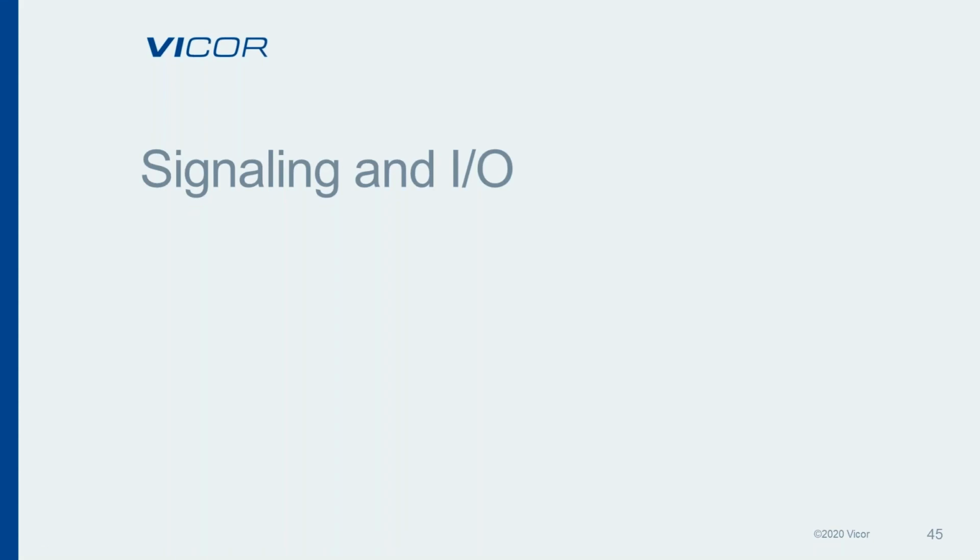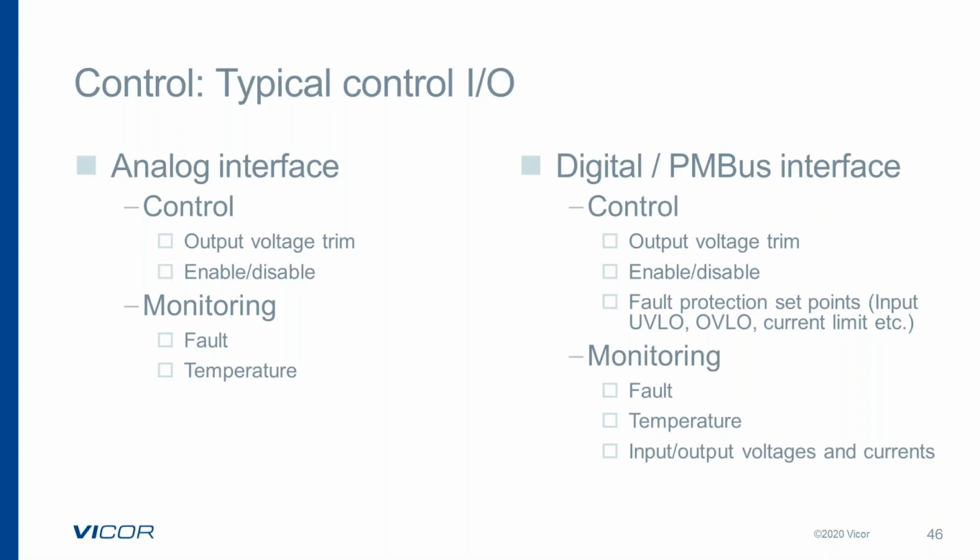Signaling. Many of our converters today are very feature-rich in terms of what can be done with them. There's control interfaces, analog and digital. In some cases, with the DC to DC converter, you can actually control the output voltage via a trim pin, or disable the converter, and monitor the converter for health, fault status and temperature as well. So these are analog features within the DC to DC converter.